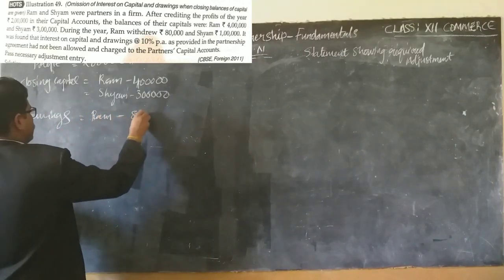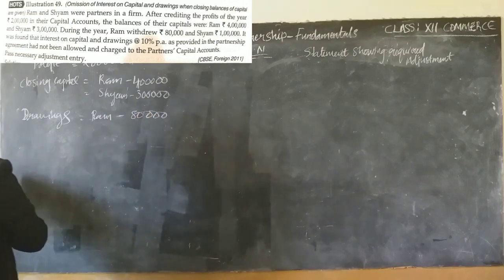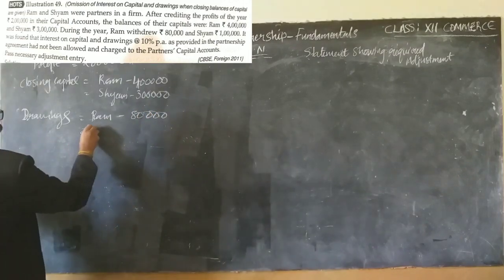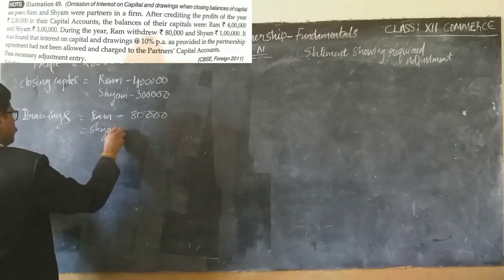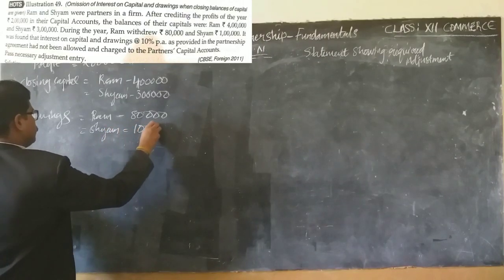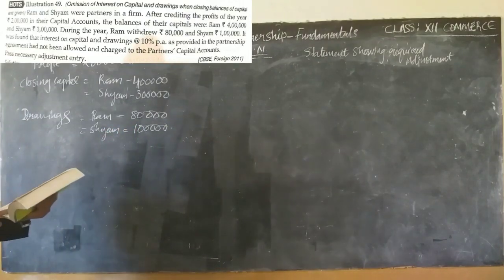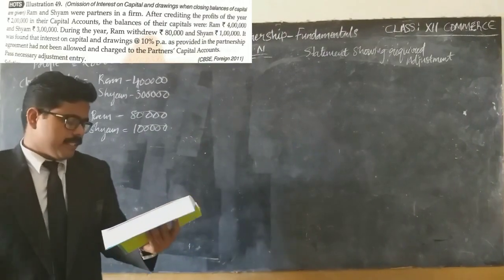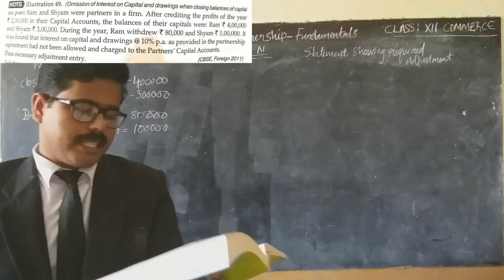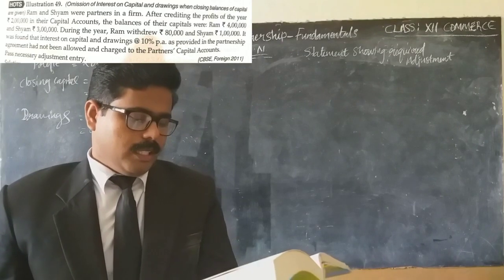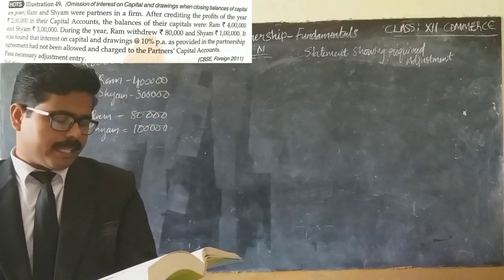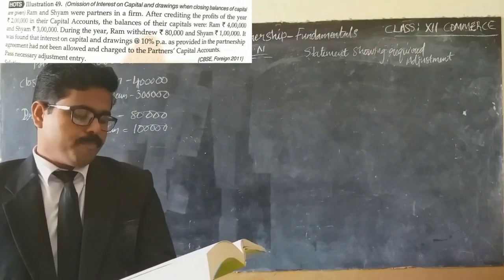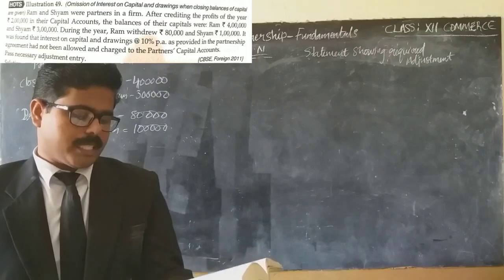Ram 80,000. And whereas Shyam's drawing was 1 lakh. Okay, and what is the next one? It was found that interest on capital and drawing at 10% per annum, which was provided in the partnership agreement, had not been allowed and charged to the partners' capital accounts.